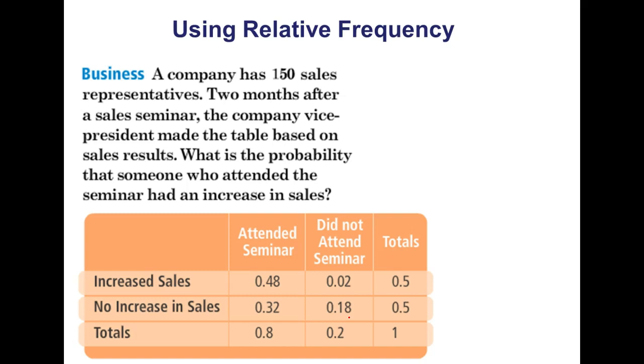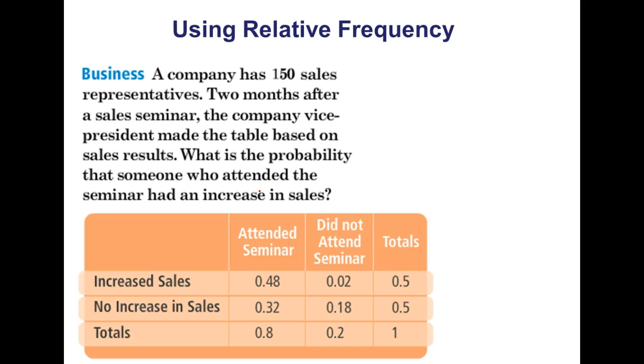So we have 150 sales representatives, and the company vice president made this table, and he wants to know what is the probability that someone who attended the seminar had an increase in sales. So they're interested in whether or not attending the seminar had an impact on their increase in sales. And the wording is a little bit more complicated in this problem, because we want to know what is the probability that someone who attended the seminar, so we're only considering the people who attended the seminar. So this is kind of a given that problem, even though the words given that aren't in the wording.